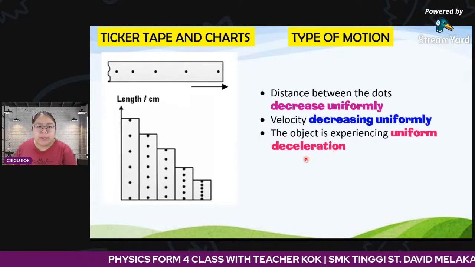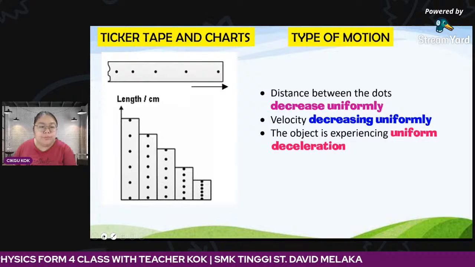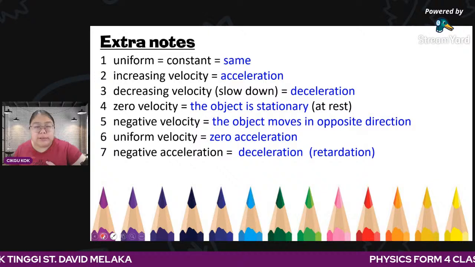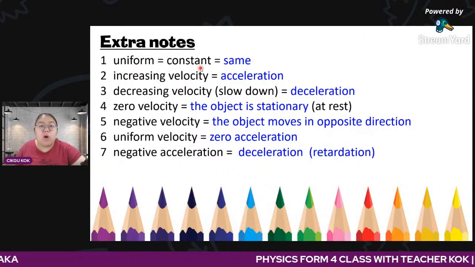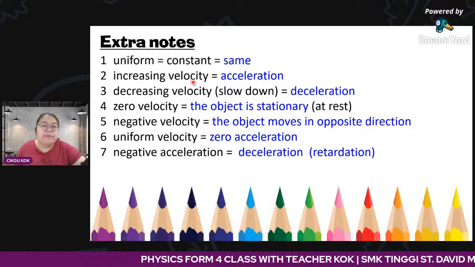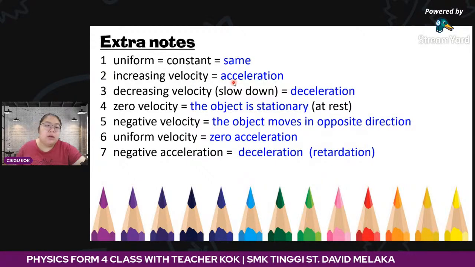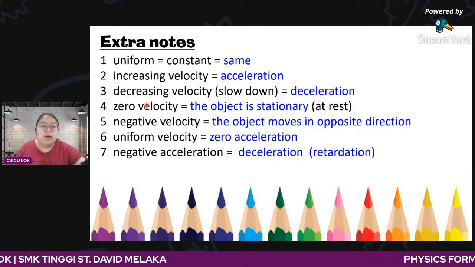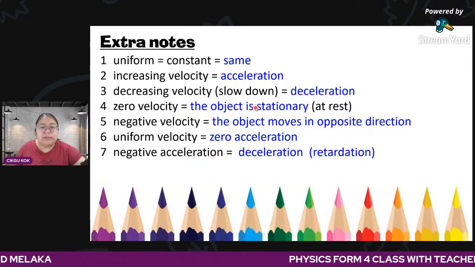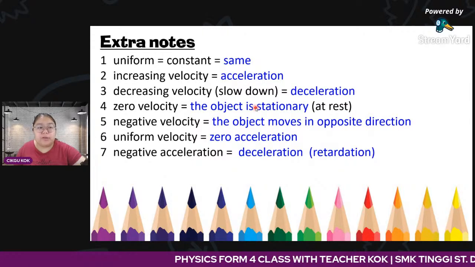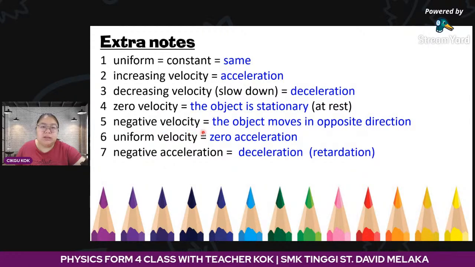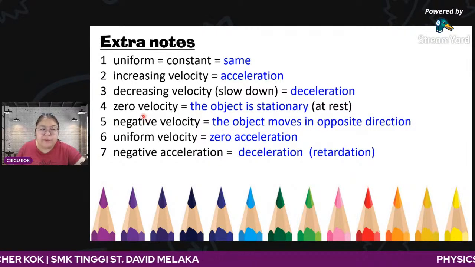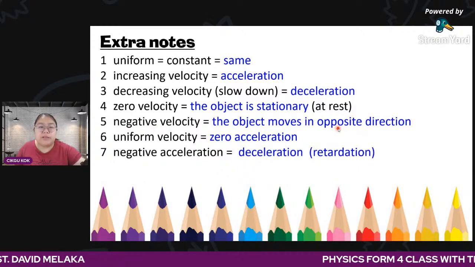Okay, so this one is the same as what I just explained. Here are some extra notes for you to understand the question. If the question says uniform, it means constant, means same. Increasing velocity means acceleration. Decreasing velocity means slowing down, or you can say deceleration. Zero velocity means the object is stationary, that means the object is at rest. Negative velocity means the object moves in the opposite direction, so you must be careful.